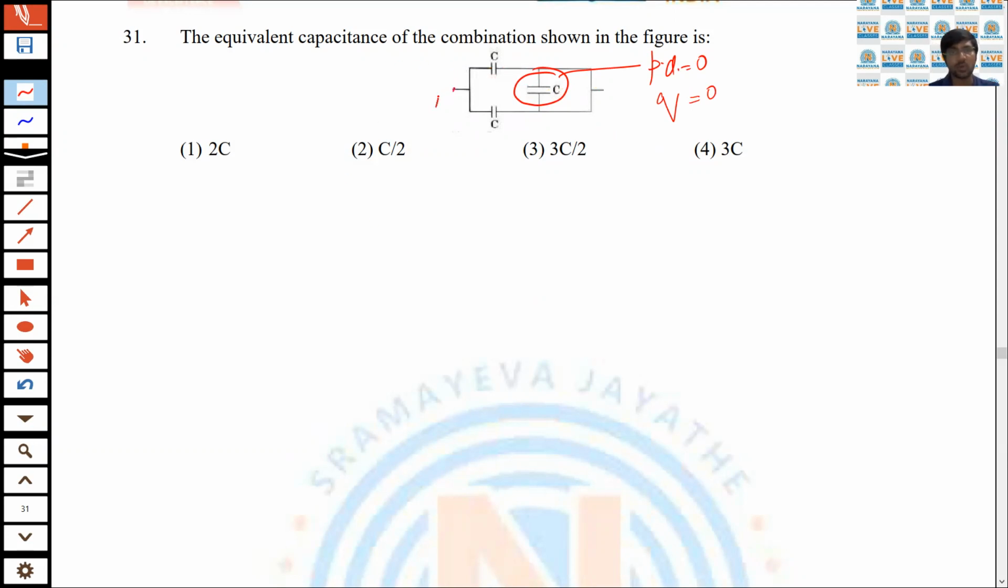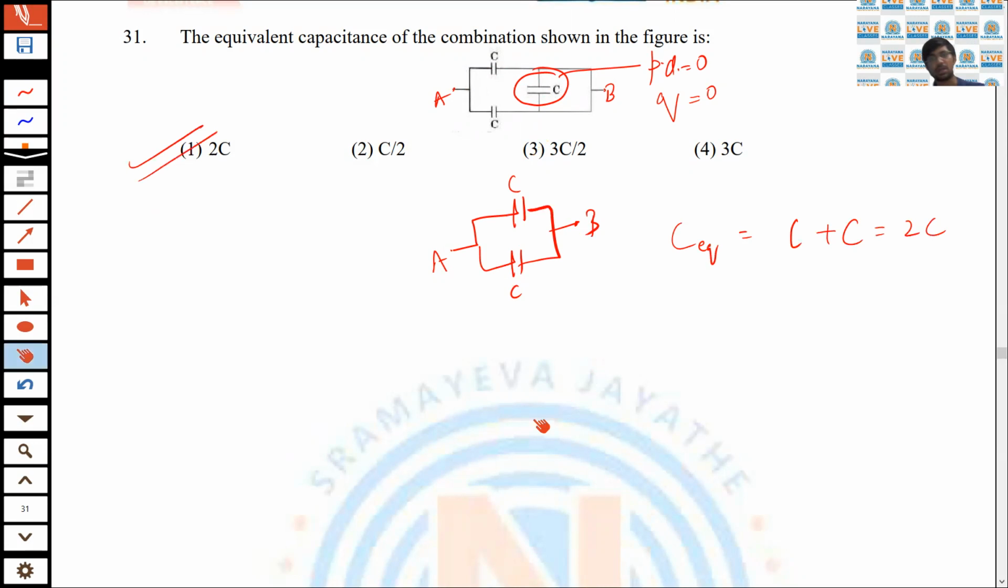Now let's take this point as the A point and this point as the B point. So we draw the equivalent circuit of the capacitor like this, because this capacitor is of no use. Now there are two capacitors in parallel, which basically means the equivalent capacity is 2C. So the first option is the correct option.